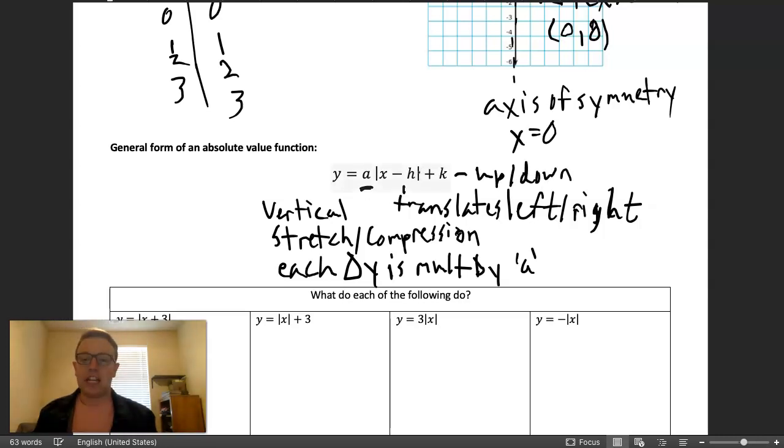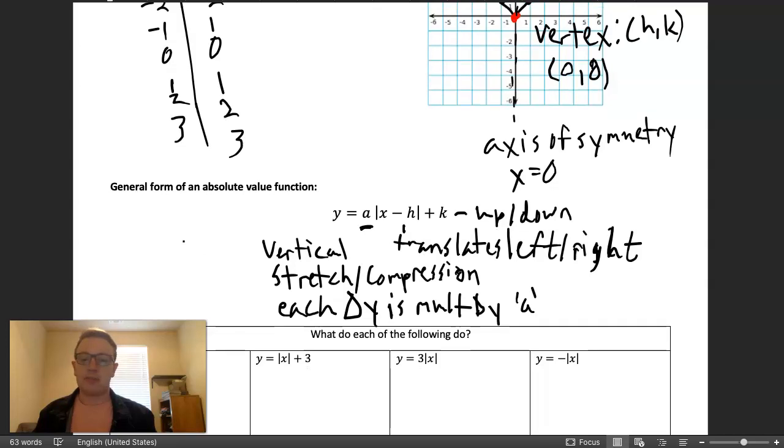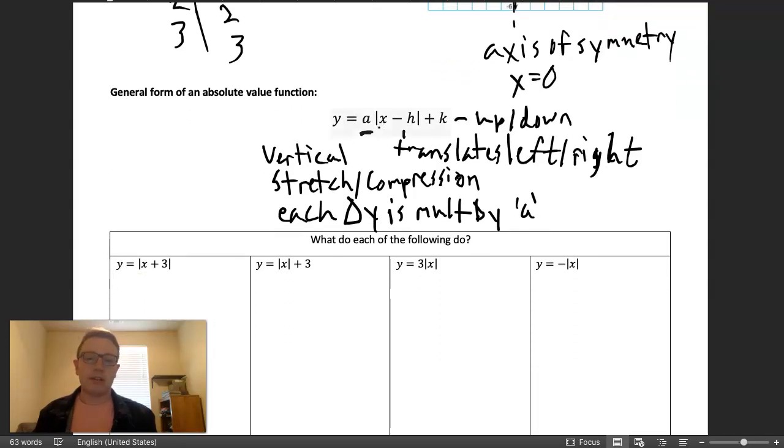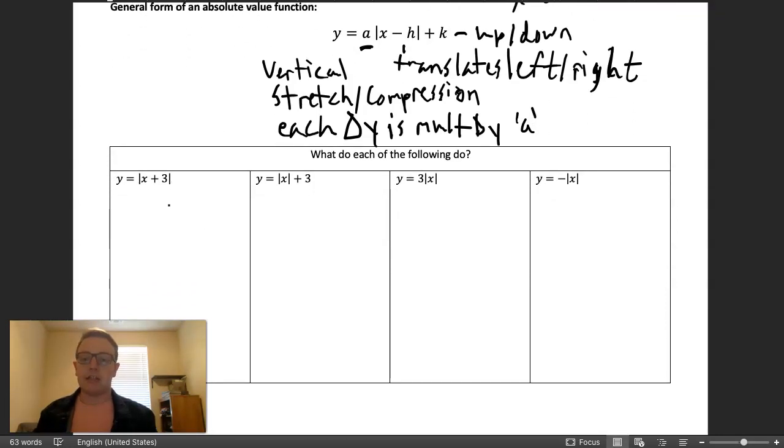Now you'll see we have an h and a k in this version. We said that our vertex took the form of (h, k). This h is the same as that. This k is the same as that number. So that's all we need to do these equations, to find out the vertex. Great, so using this lesson that we had yesterday, let's figure out what we expect each of these to do, and then we'll graph them.